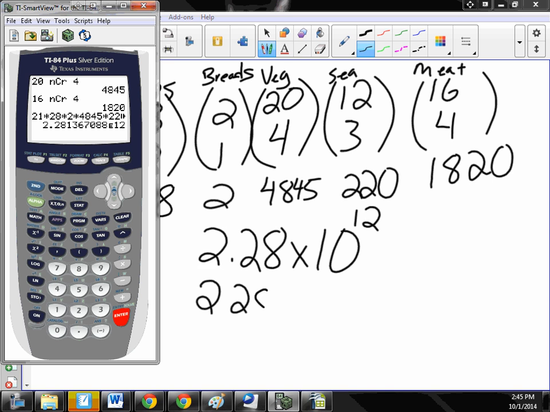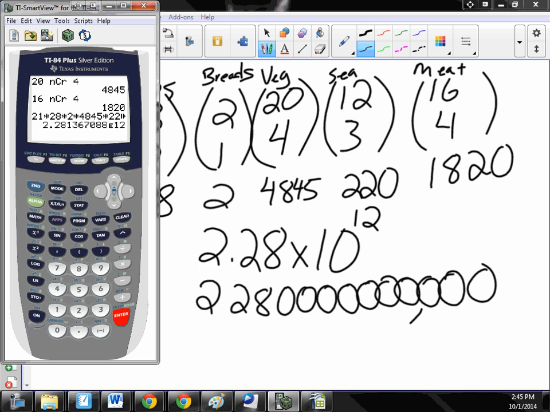2, 2, 8, so 1, 2, 3, 4, 5, 6, 7, 8, 9, 10, 11, 12. These numbers are so big, just do 2 decimal points and that's close enough. So that would be hundred thousands, millions, billions, trillions. So there are 2.28 trillion ways to order the food that Tom, his son, and the congressional aide ate.